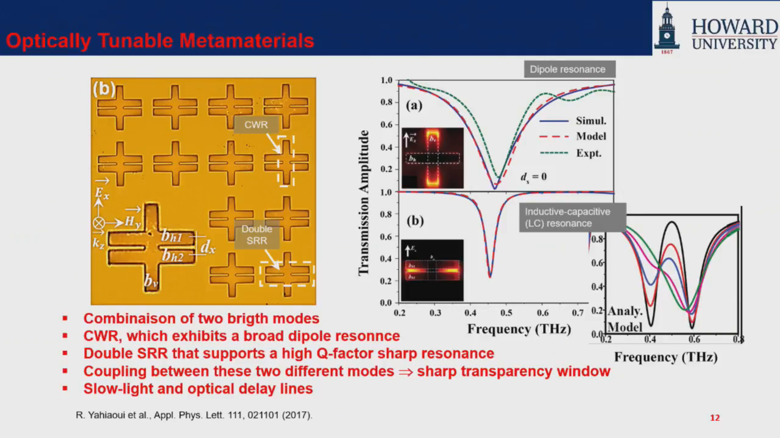And so the structure can be regarded as the combination of two bright modes. The unit cell can be divided into a cut wire resonator and a double split ring resonator. The cut wire resonator exhibits a broad dipole mode, and the double split ring resonator supports a high Q factor resonance. So when these two modes couple to each other, we have a transparency peak instead of these two transmission dips. And this feature is very interesting and could be used to design slow light devices, optical delay lines, something like that.